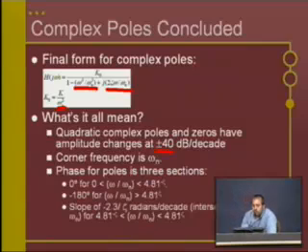And then the corner frequency is a little bit more difficult. You have to separate things out enough to figure out what omega n is, and that will tell you where the corner frequency is.